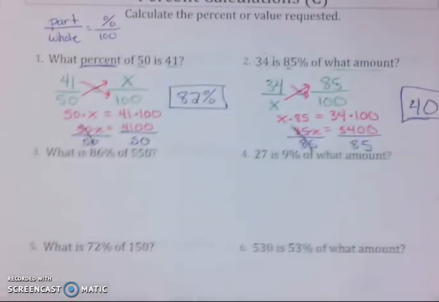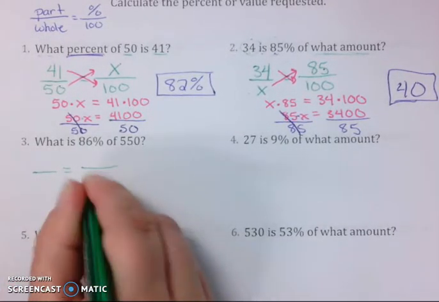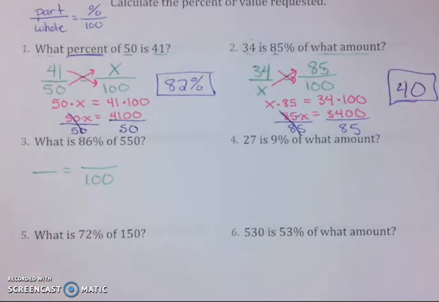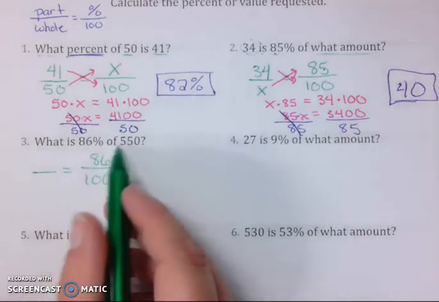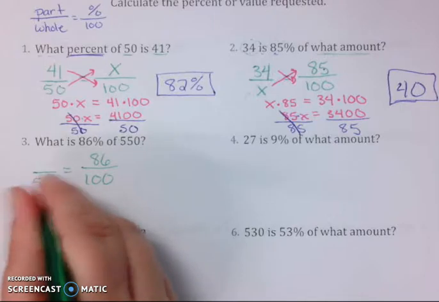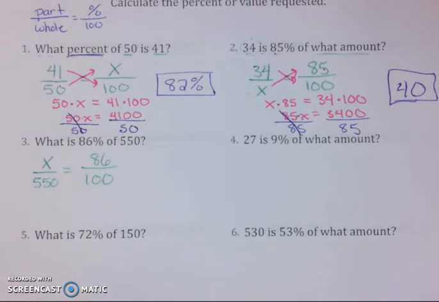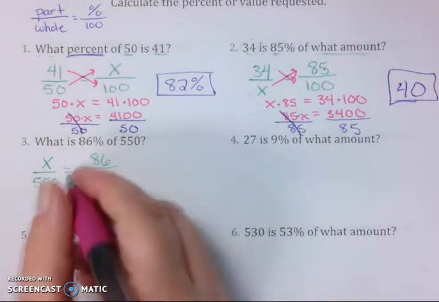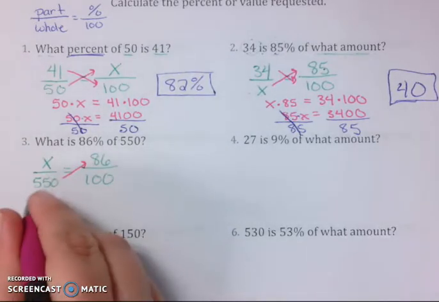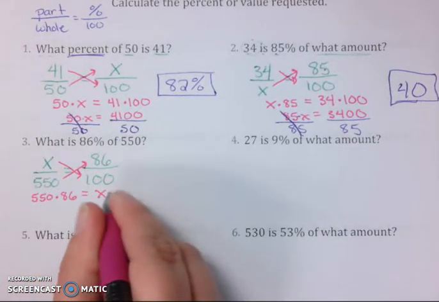Alright, number 3. I set up my proportion. What is 86%? Okay, my percent goes over 100. What is 86% of 550? So here I'm taking out 86% of this. I'm taking it out of 550. So 550 is the whole. And I want to know how much 86% of that is. So I'm looking for the part. Alright, there's my proportion. I cross multiply. 550 times 86 equals x times 100.